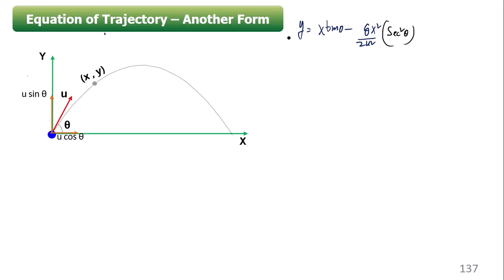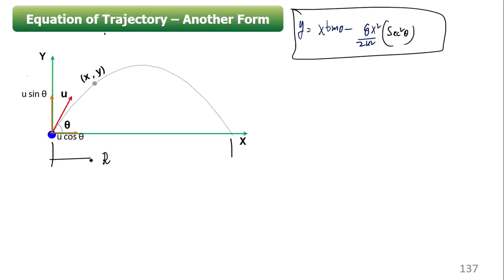Now we want to modify it. How to modify it? In some situations, the value of range may be given instead of the value of u. So if R is given, I know that R is u square sine 2 theta by g. So this is the R value, and I can use this. From this, I am calculating the number g by u square. g by u square means sine 2 theta by R.